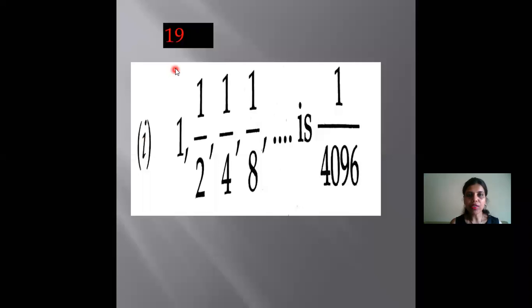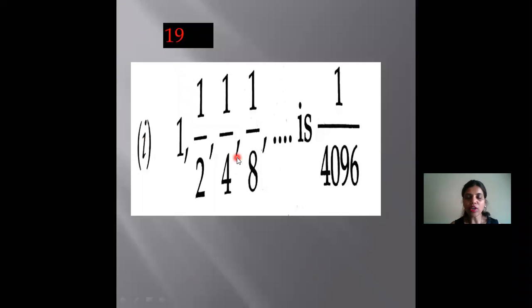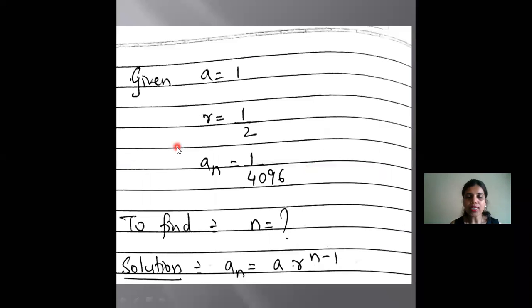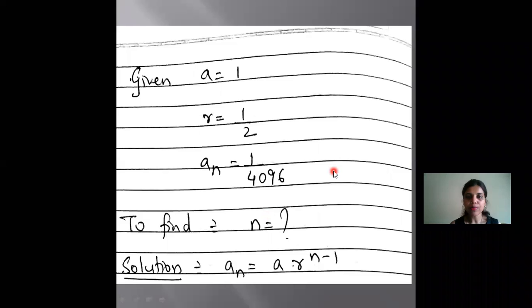We are starting today with question number 19, the first part. In this, you can see the question on the slide. According to the question, the given thing is A is equal to 1, R is half. So what we have done is we have taken the ratio of the second term to the first term. You can see when we take the ratio, half divided by 1, it's nothing but half. And from the question we have got An as 1 upon 4096. Now we have to find the number of terms.